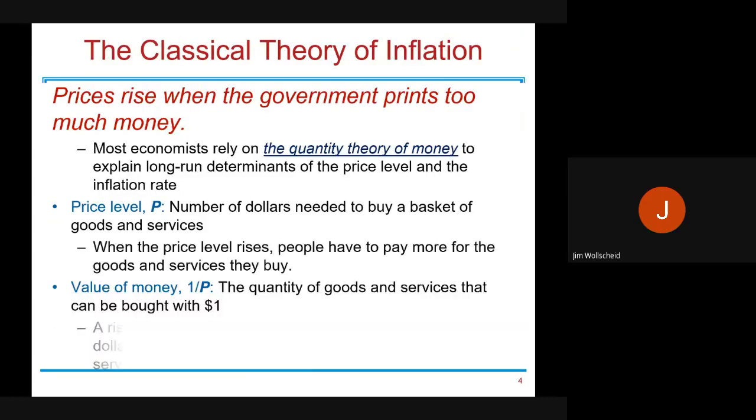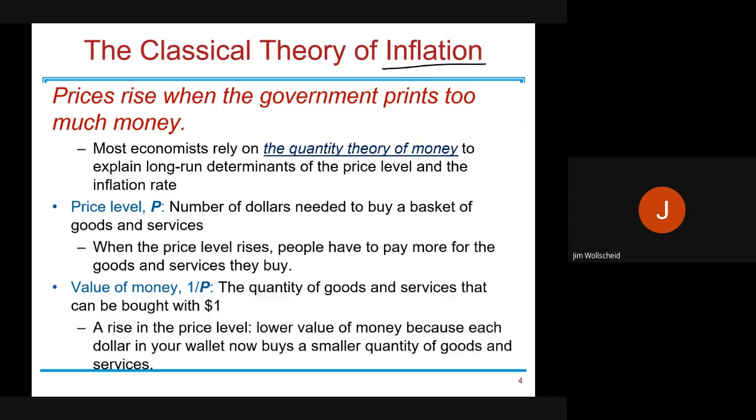So let's talk about inflation. Inflation is very simple. Prices rise when the government prints too much money. So we know prices will go up when the government prints too much money. So the money supply is increased. When the money supply increases, that should lead to prices increasing. And how we're going to discuss that is we're going to use this theory called the quantity theory of money. And we're going to use that to describe how prices and inflation work.